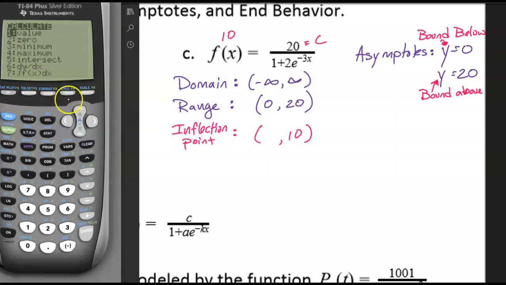Second trace, 5. And first curve, the first question it's going to ask is first curve. That just means get it on the first line. It should already be there. Press enter. Second curve means get it on the second line. It shouldn't jump to the second line. You just press enter. And then guess, get right on the inflection point and press enter. And we have the point 0.231, comma 10.